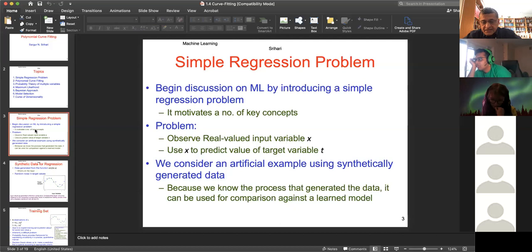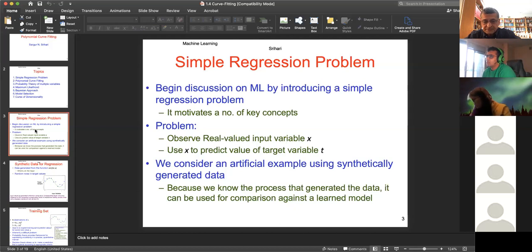And we consider an artificial example using synthetically generated data. The example on the next slide is going to have the input-output synthetically generated, not from some real drone or a real robot. Let's say the input-output relationship is sinusoidal. So if X is the input, T is going to be sine X.